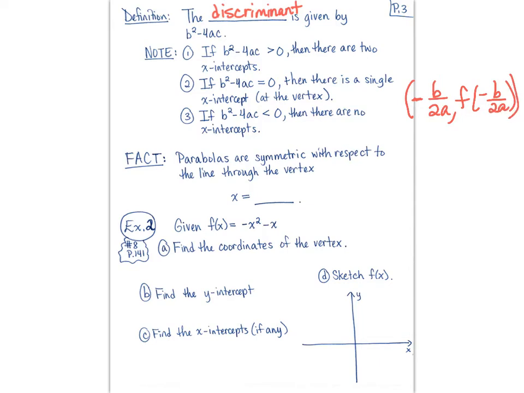Remember I gave you an example where I gave you a point and I asked you to tell me the vertical line through that point, the equation of the vertical line? This is the same thing that I'm asking. Parabolas are symmetric with respect to the line through the vertex. That means x is equal to what here? For this, what does x equal? Yes. Very good. Negative b over 2a. Very good. Okay, so now let's look at example 2.